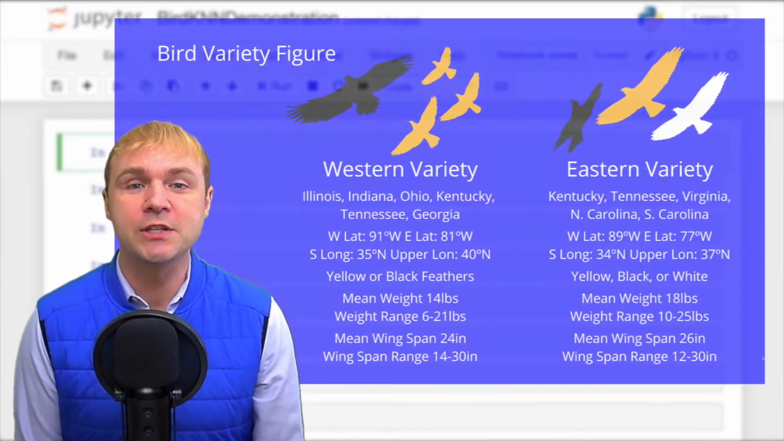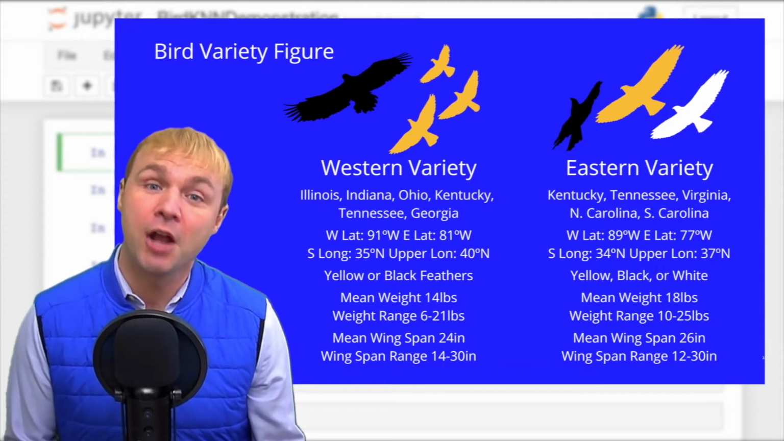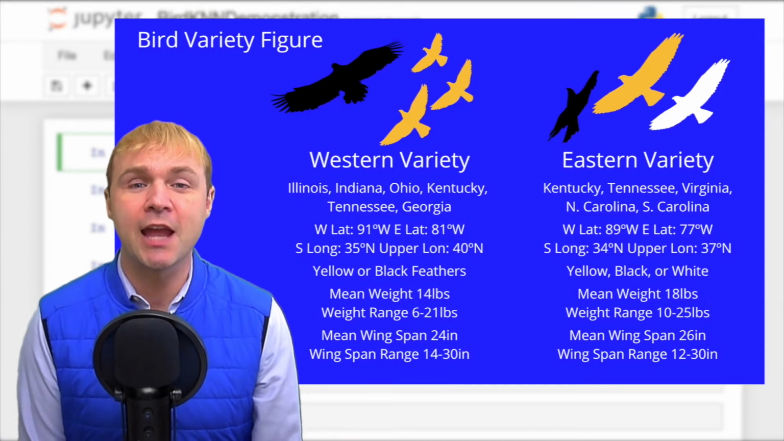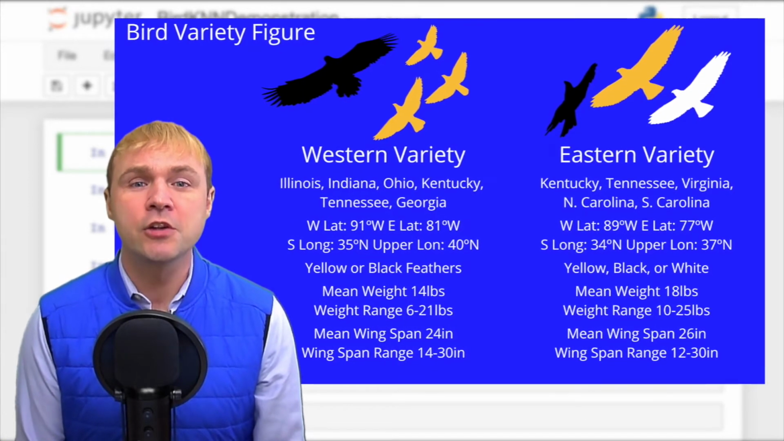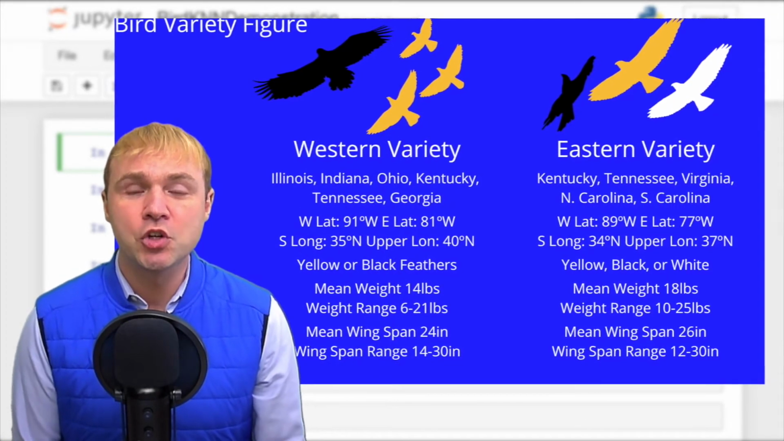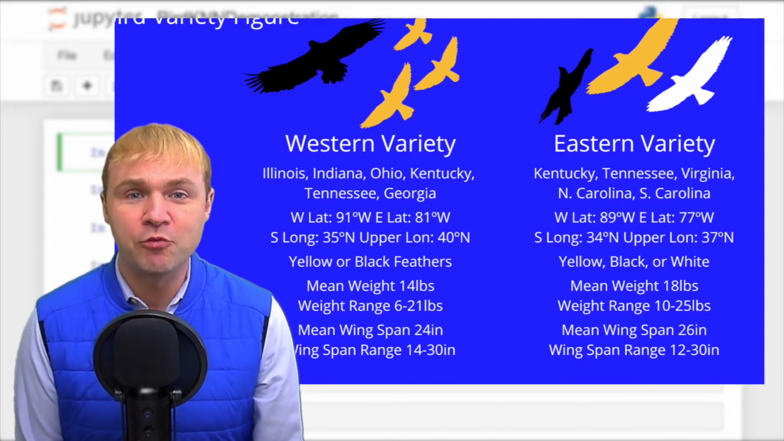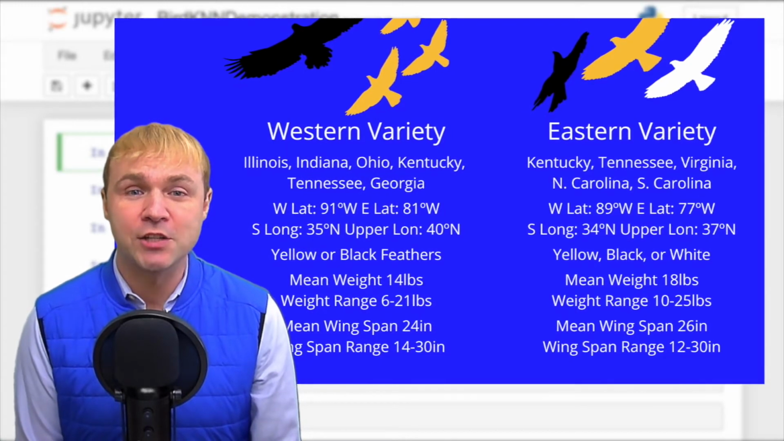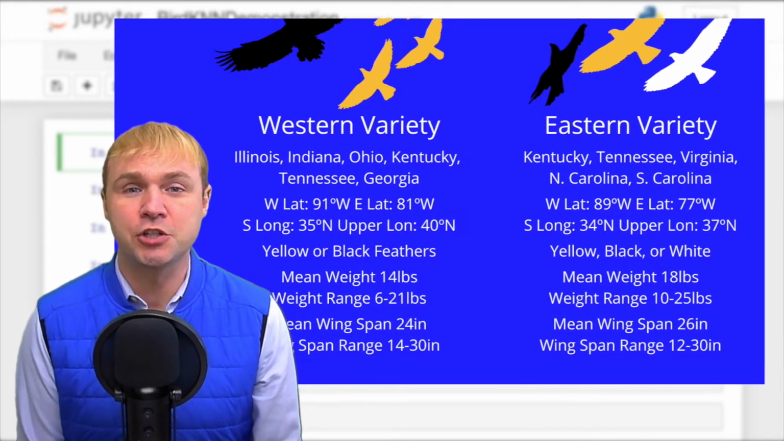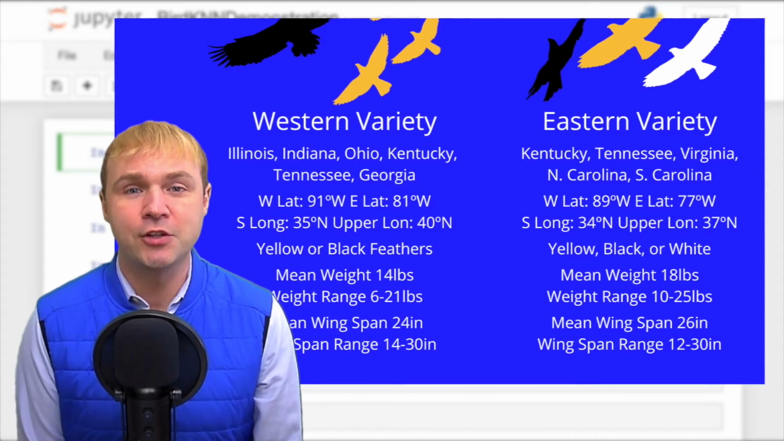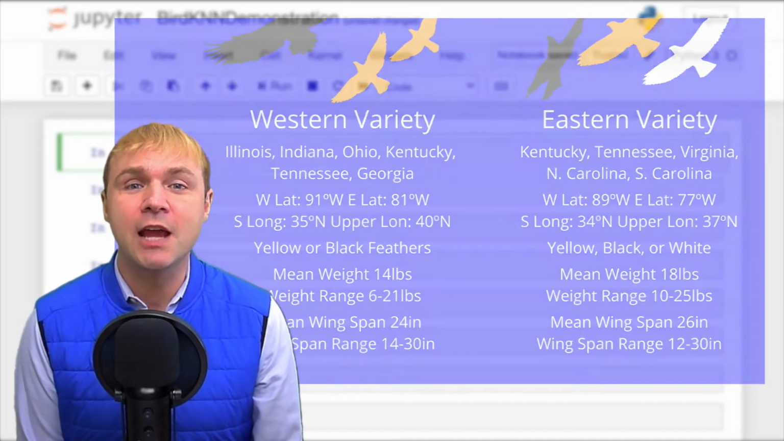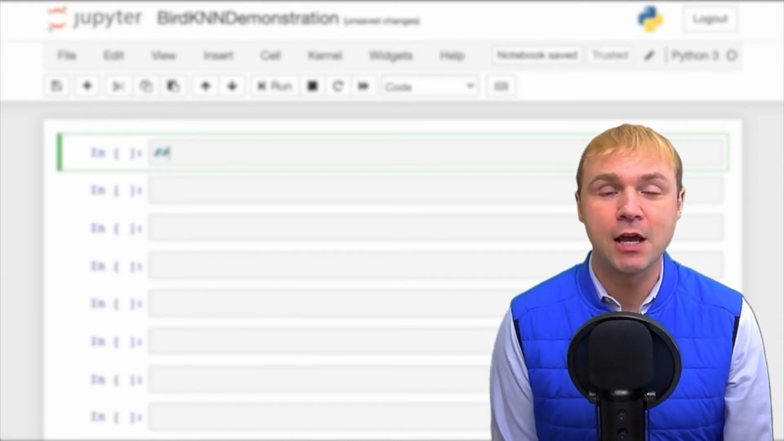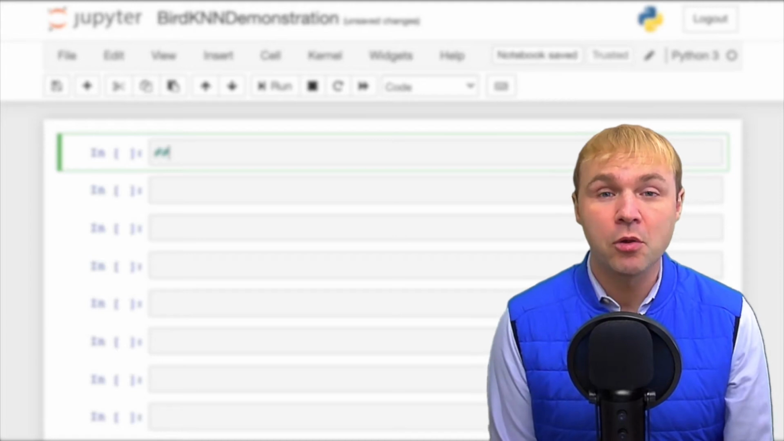So in this video, we're taking fictional data that I created in a previous video, and we're going to use that fictional data in order to demonstrate k-nearest neighbors classification. Here's the overall scenario. We're looking at two varieties of birds. We have the western variety of bird and we have the eastern variety of bird. Here I show how those varieties of bird differentiate themselves based on their geographic range, longitude, latitude, also their size, their weight, and their wingspan. We will use this data in order to create a prediction algorithm that will tell us whether a bird is from the eastern or the western variety.